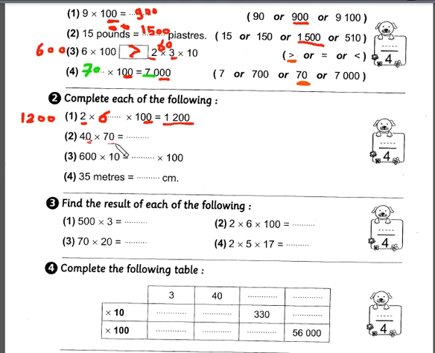40 has 0 and here 70 also has 0, so we write 2 zeros. And 7 times 4 equals 28. Here we write 28.